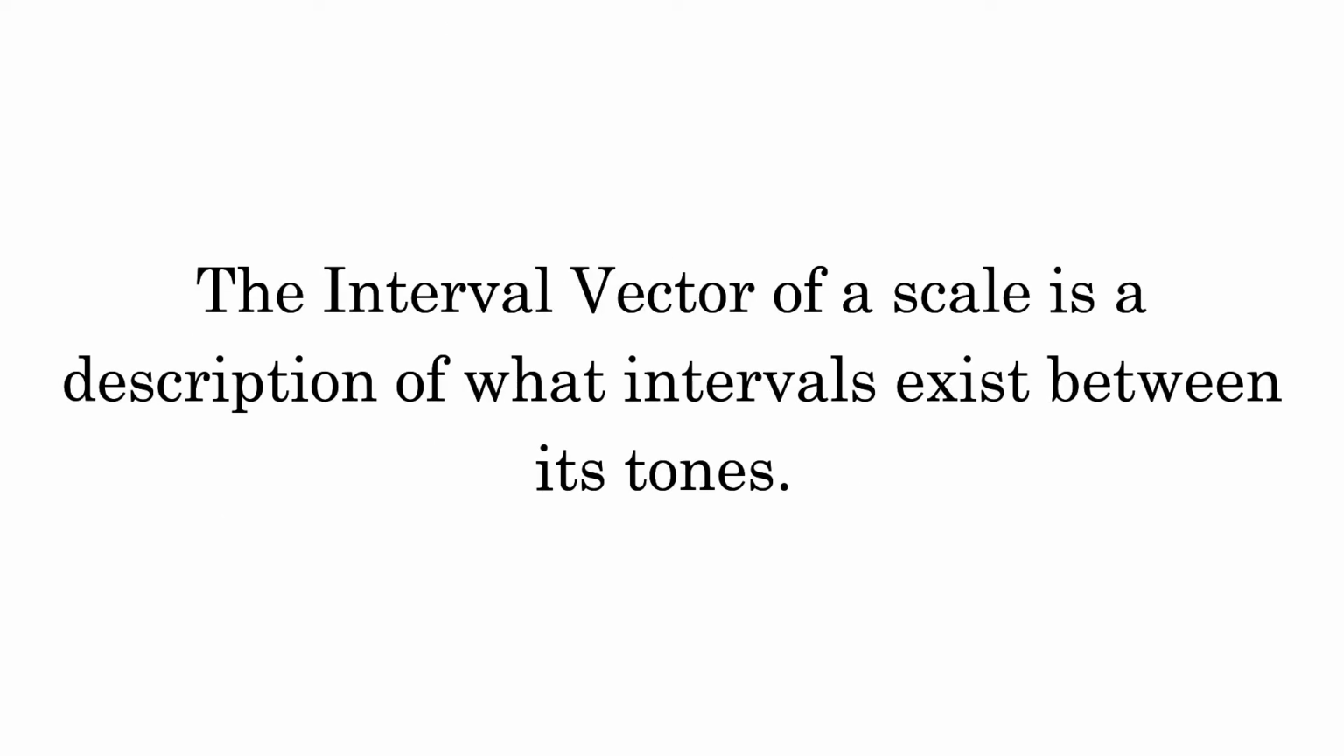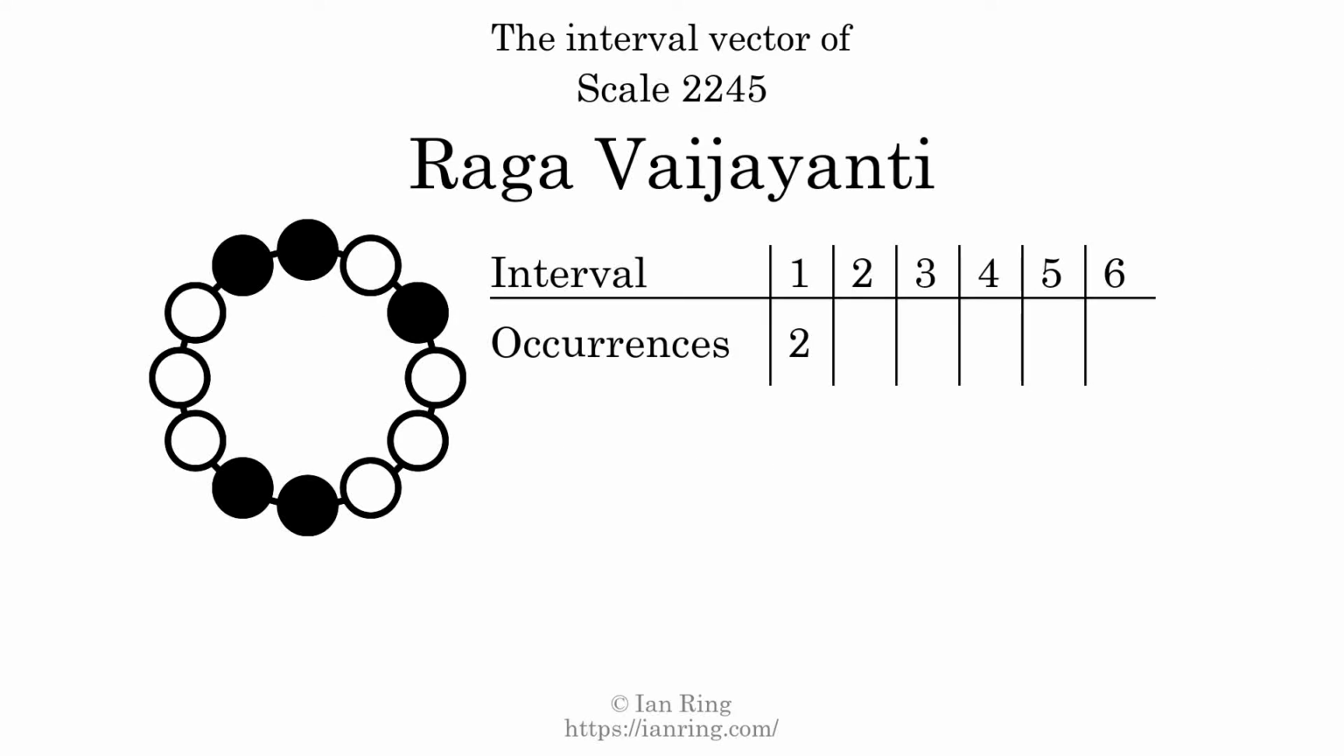The interval vector of a scale is a description of what intervals exist between its tones. There are 2 intervals with the size of 1 semitone. They are here and here. There is 1 interval with the size of 2 semitones. It is here. There is 1 interval with the size of 3 semitones. It is here. There are 2 intervals with the size of 4 semitones. They are here and here.